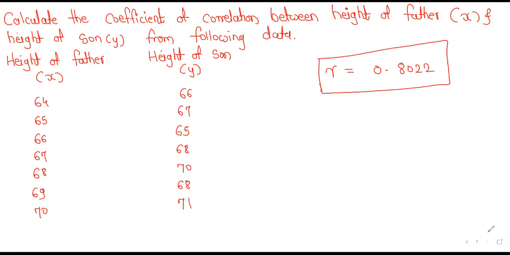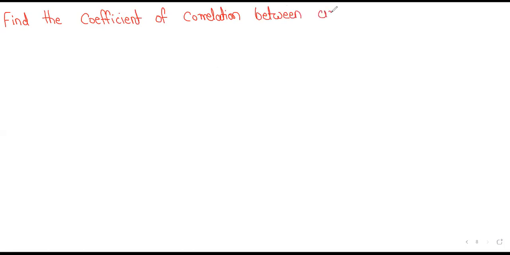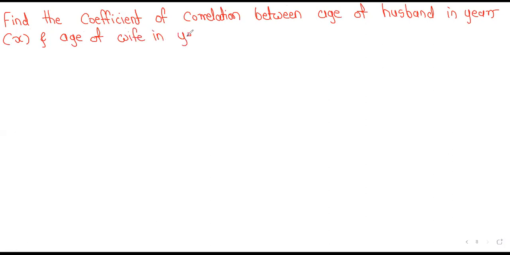So last example. Find the coefficient of correlation between age of husband, in years, which we are going to denote by x, and age of wife, in years, which we are going to denote by y, from the following data.